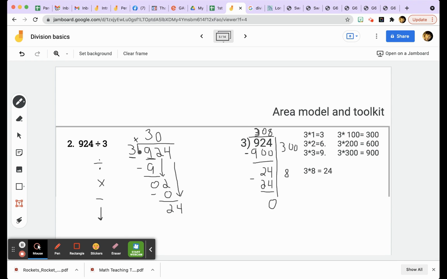How many equal groups of 3 will fit into 24? Or I'm going to think 3 times what number is 24? Well, that would be 8. Once I divide, then again, I multiply back. 8 times 3 is 24.